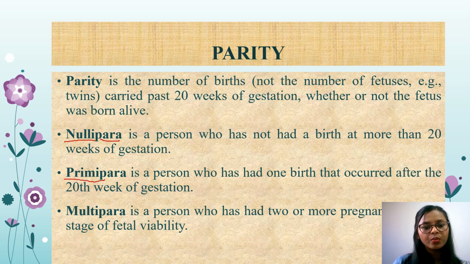So primi is once. Para is again the number of births. So a primipara is a person who has had one birth that occurred after the 20th week of gestation. Multi is again more than one and para is the number of births. So a multipara is a person who has had two or more pregnancies which ended at the stage of fetal viability. That is called multipara.